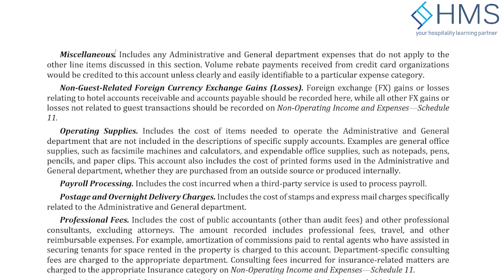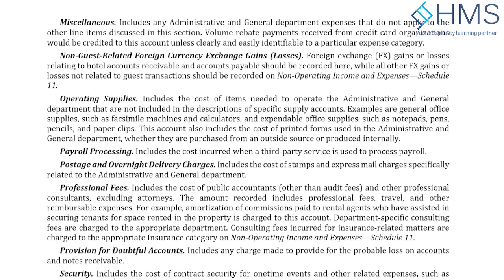Then you have payroll processing. Sometimes you hire third party companies to process the payroll, then the cost will go here. Postage and overnight expenses is simple. Professional fees: if you are hiring professional companies to do consulting, then the cost will go here.